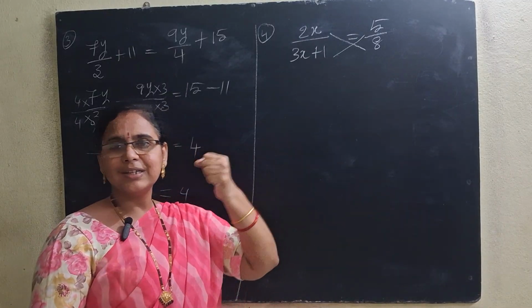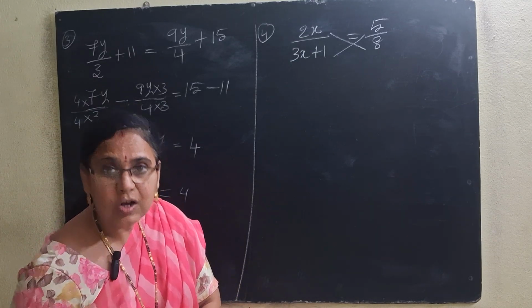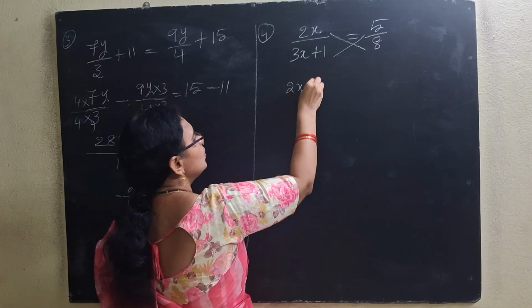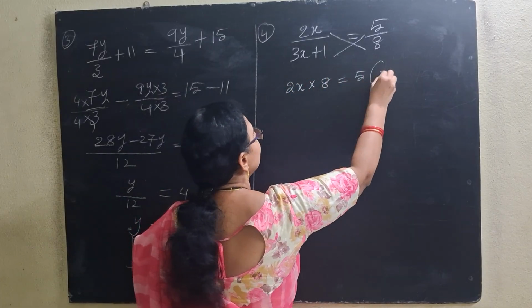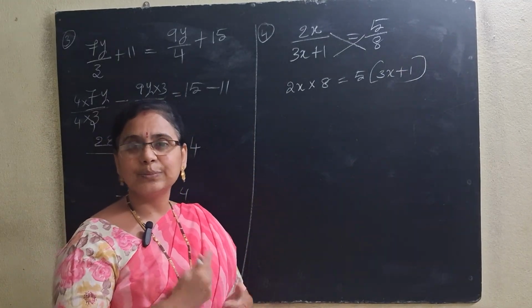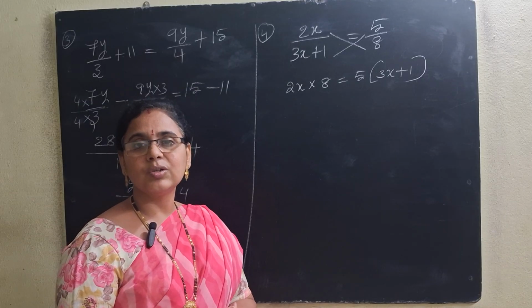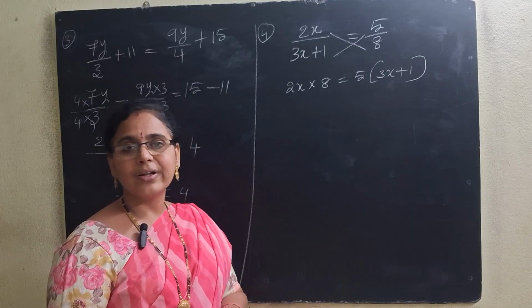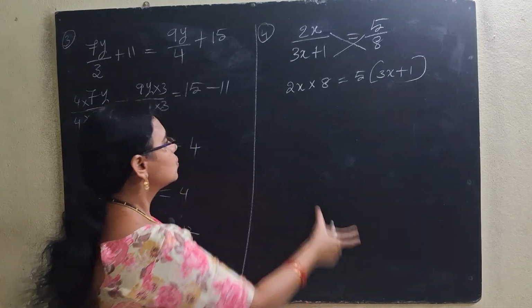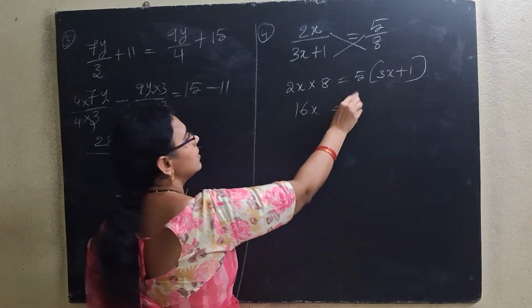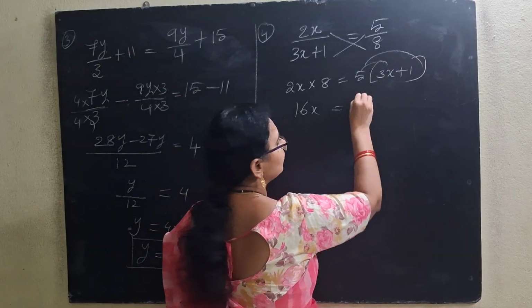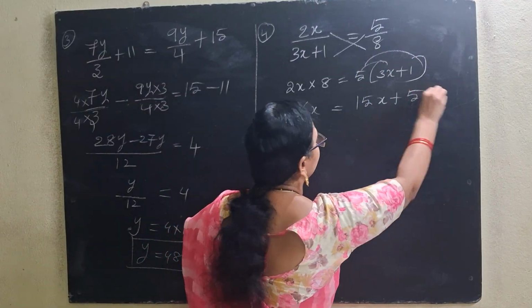That denominator I am taking this side by product. This denominator I am transposing to that side, multiplication. So here 2x into 8 is equal to 5 into 3x plus 1. I multiplied the cross numbers, cross product between the fractions. Why is it cross product? Division, I transposed, it's product. So 2 eights are 16. Here 3x plus 1 is completely multiplied by 5. So multiply 5 threes 15, 5 ones 5.